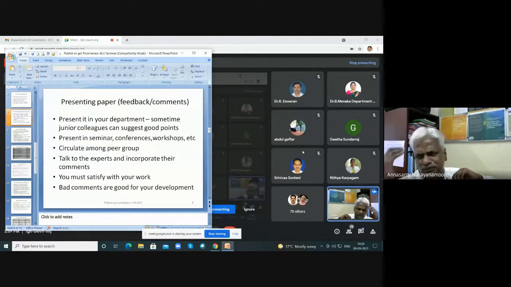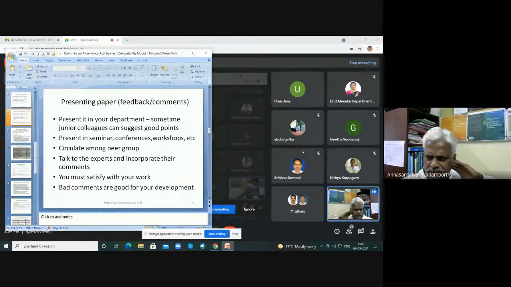This is the attitude we have. We have a lot of egos. Even if a small fellow says something which is really good, we do not take it seriously. So present it in a seminar, conference, workshop, and circulate among the peer group. Peer group means you can send it through mail to different people. I used to do this even today. After writing a good paper, I send it to 5 people. They make comments. Narayana Murthy, I think you wasted your time. Sometimes some people write that. Then I ask, where did I waste my time?